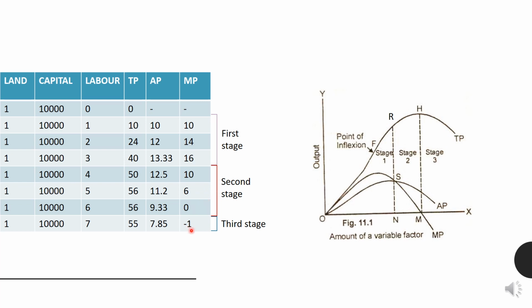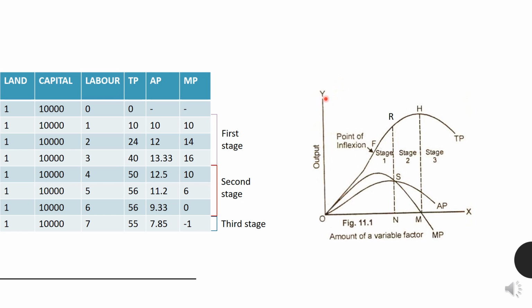And in the third stage, you can observe that when you keep on increasing your variable factor, the production will not increase, it will decrease, and marginal product becomes negative. So this is the third stage of production. We call it negative returns to scale. The same thing can be shown with the help of the diagram.